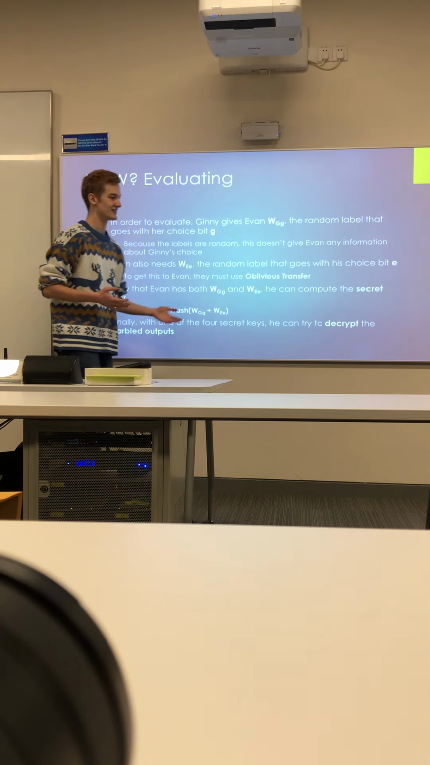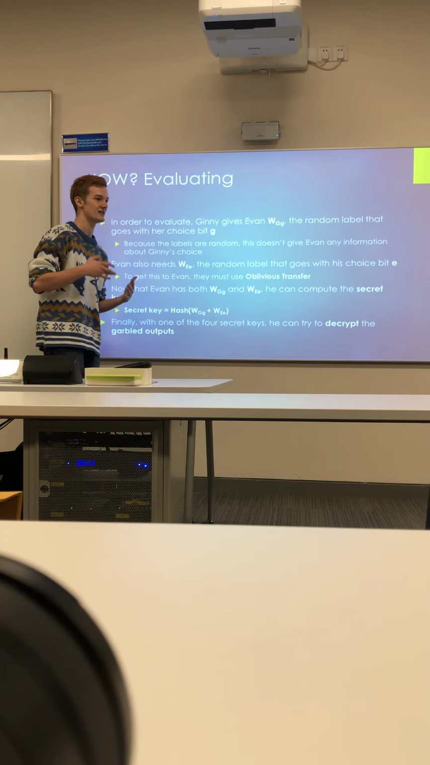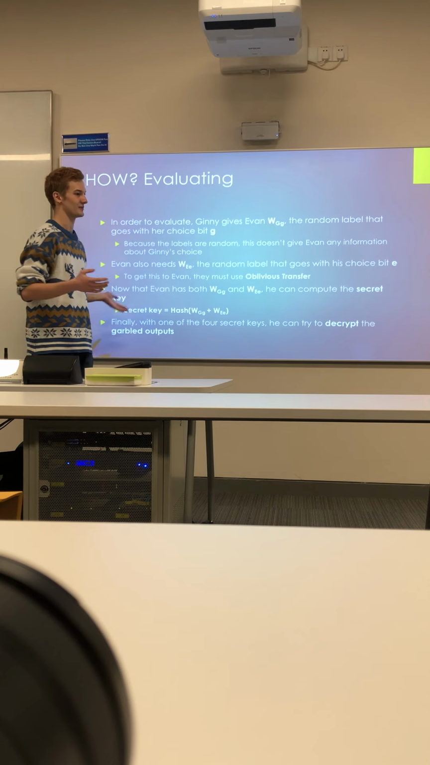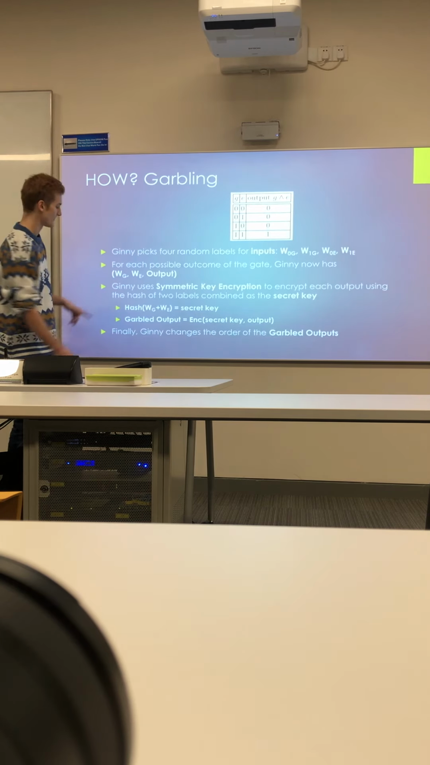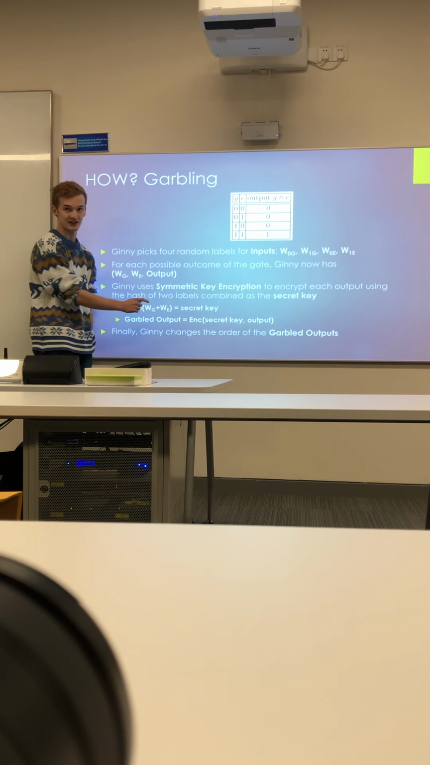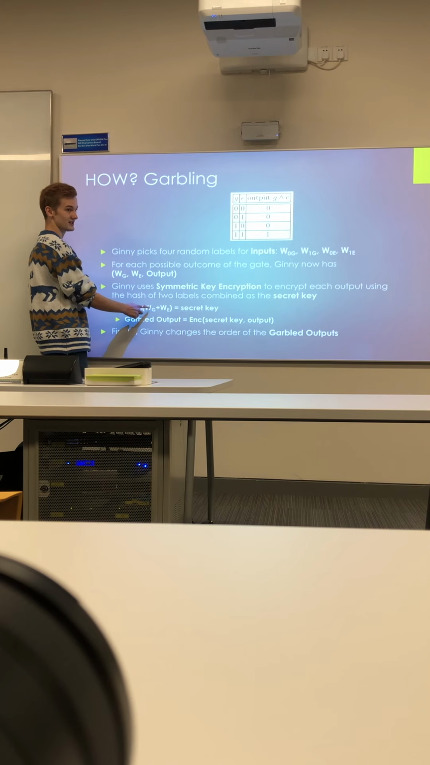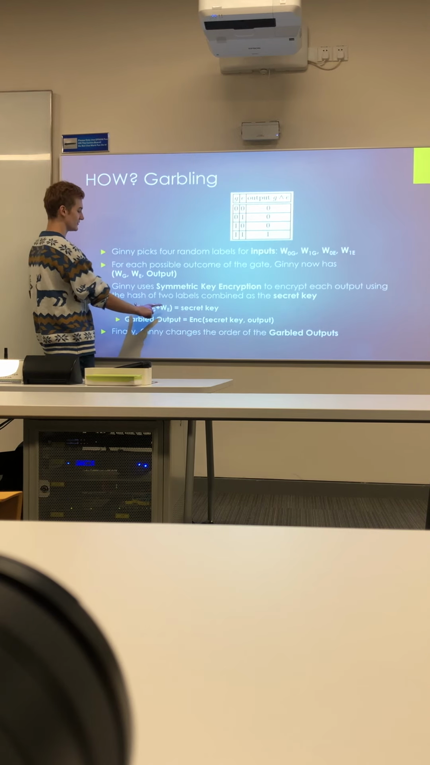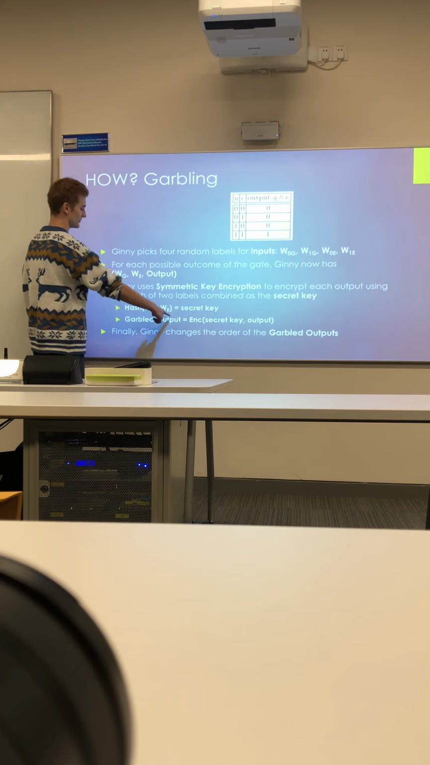But once again, she can't just give him both of her random labels, because then he can decrypt multiple garbled outputs, multiple encryptions. So when we go back here, he's always going to know whatever his random label is that goes with his choice. But if he had both of Ginny's random labels, he could compute 2 hashes or 2 secret keys and then decrypt 2 of the garbled outputs.